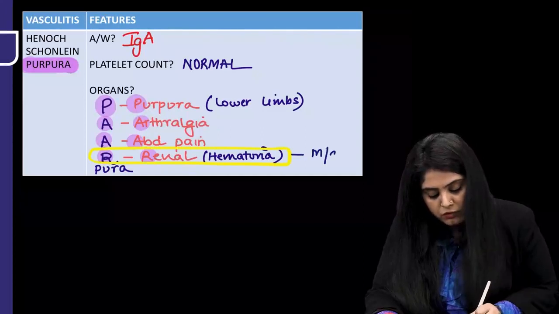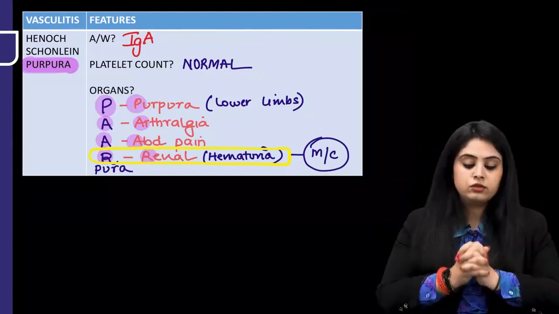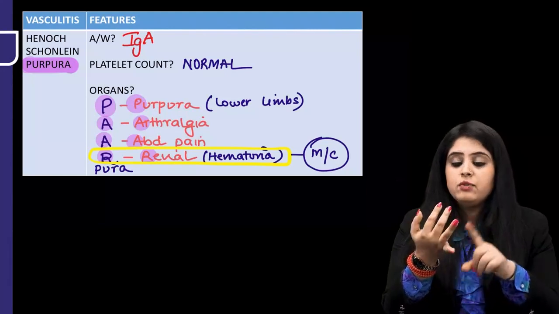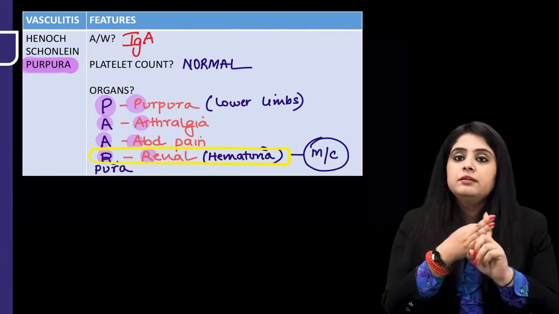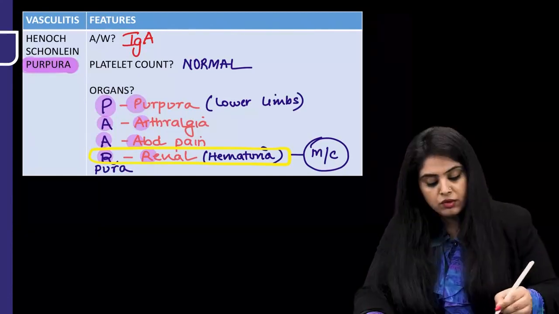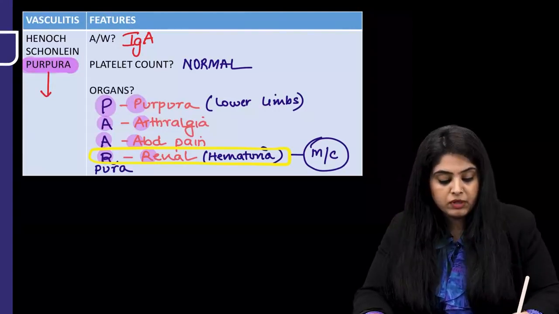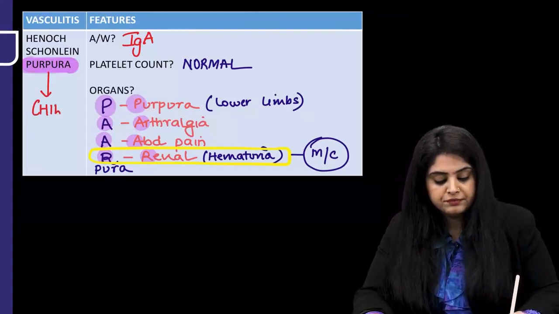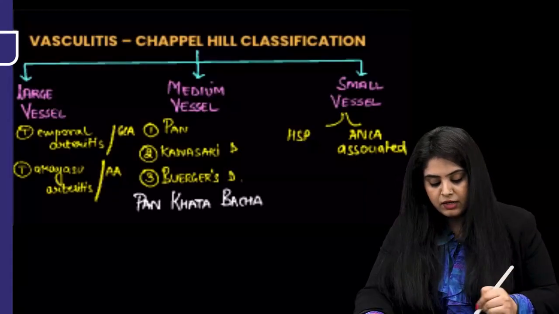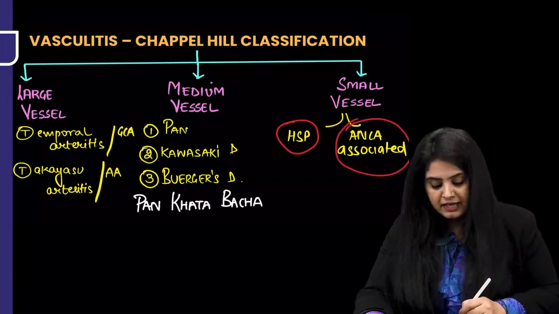So you get a lot of questions on these. Which is the most common organ affected? It is the renal. So Henoch-Schonlein purpura ka yahi question hai. IgA, most common antibody, platelet count is normal, and the mnemonic is parpura. Remember, this is also gonna be seen in chota bachcha. So Henoch-Schonlein purpura is also seen in children. It's a childhood vasculitis. So this one is done. Henoch-Schonlein purpura ho gaya. The other small vessel vasculitis is ANCA associated.